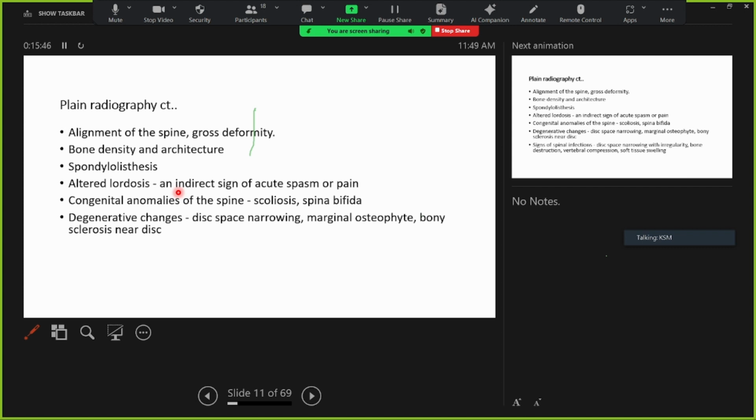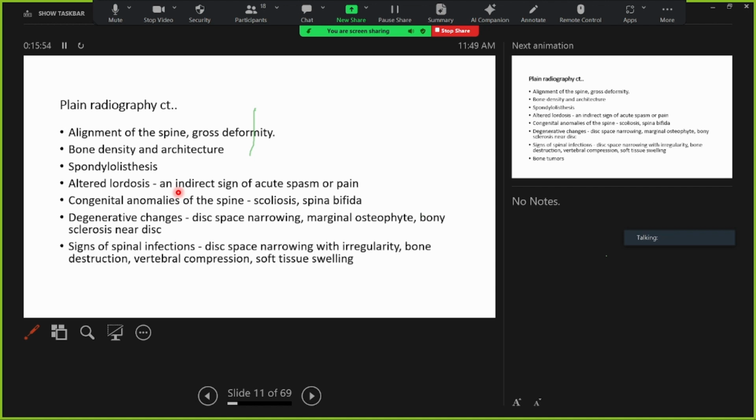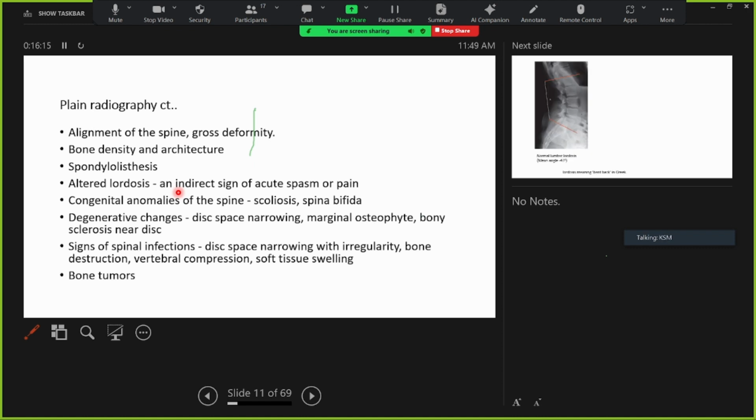Degenerative changes: we can see disc space narrowing, marginal osteophytes, bone sclerosis near discs, and the signs of spinal infection. Disc space narrowing with bone end plate irregularities, sclerosis, vertebral body destruction, paravertebral soft tissue masses, calcification, those things will indicate that there may be underlying infection. And even bone tumors we can identify in the plain radiography.